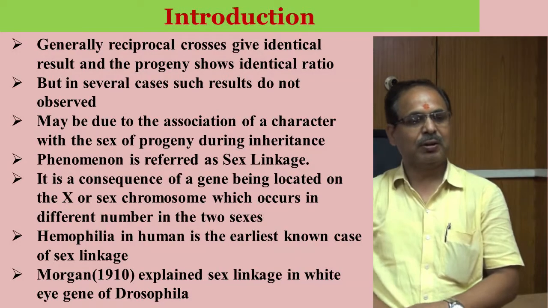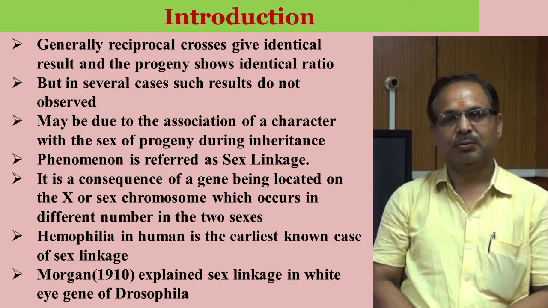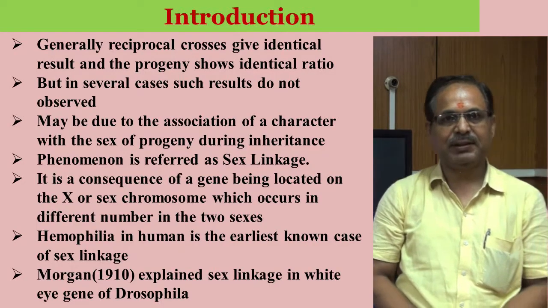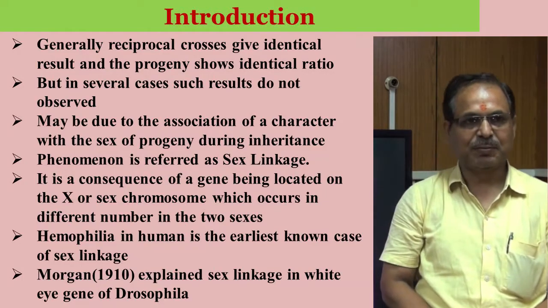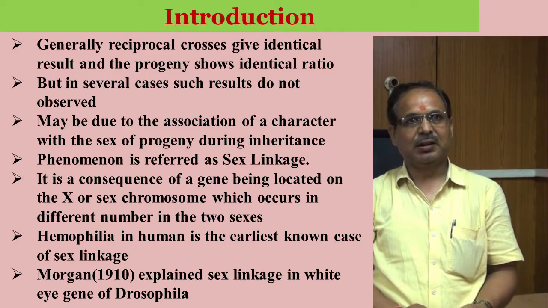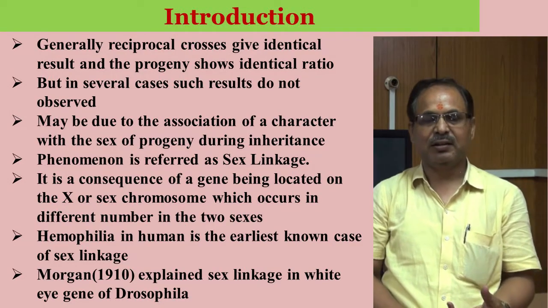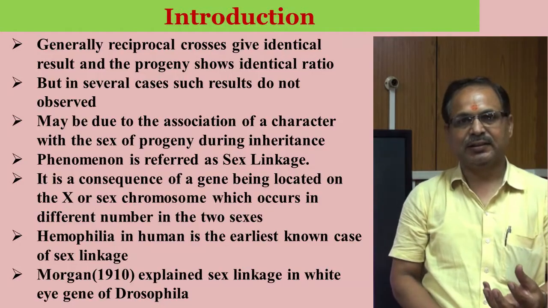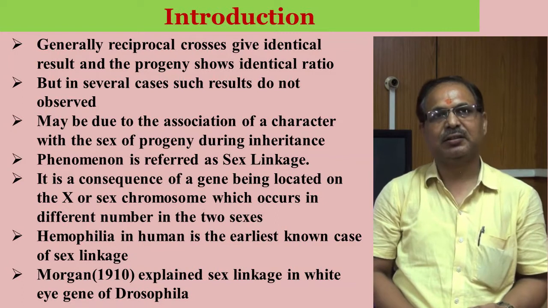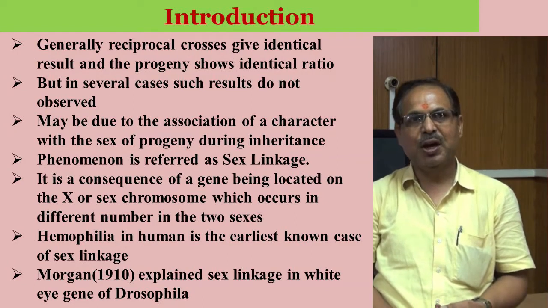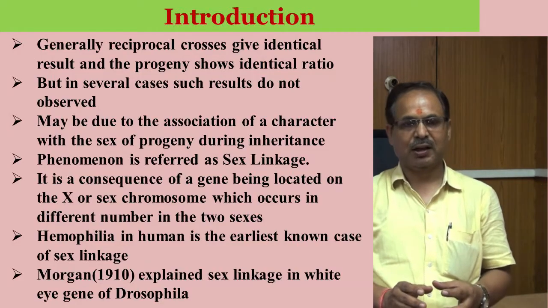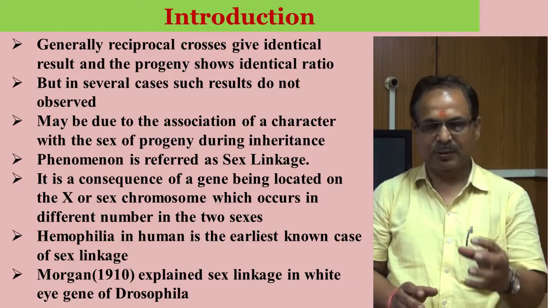If we talk about the introduction, we know very well that in sexual reproduction, segregation takes place as per the Mendelian principles of segregation. In the monohybrid ratio, we know that the F1 is segregated in a 3:1 ratio, and the dihybrid is segregated in a 9:3:3:1 ratio, irrespective of their crosses.